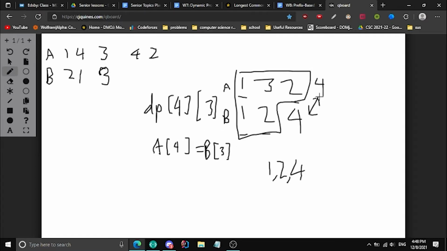Yeah, so if these two elements are equal, then we break it down into a smaller problem where we take the longest common subsequence of the prefixes that come before these two elements, and we add 1 to it. So the length of 1, 2 would be 2, and 2 plus 1 gives us a longest common subsequence of length 3. And that is indeed our answer here, which is the length of 1, 2, 4.